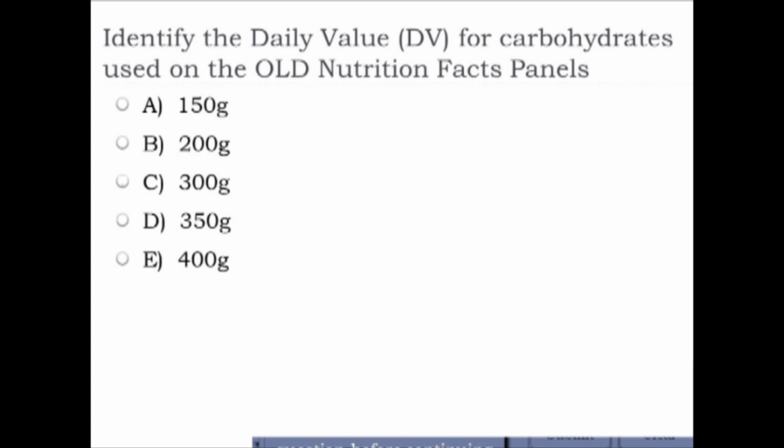Here's another DRI question. Identify the daily value for carbohydrates that was used on the old nutrition facts panel. Pause here, find your answer. If you remember, the FDA estimated this daily value assuming a 2,000 calorie diet and 60% of those calories coming from carbohydrates. So if you do the calculation, 2,000 times 0.6, that's 1,200 calories. Divide that by 4, and that leaves you with 300 grams of carbohydrate. The new facts panel has 285 grams of carbohydrates as the DV.